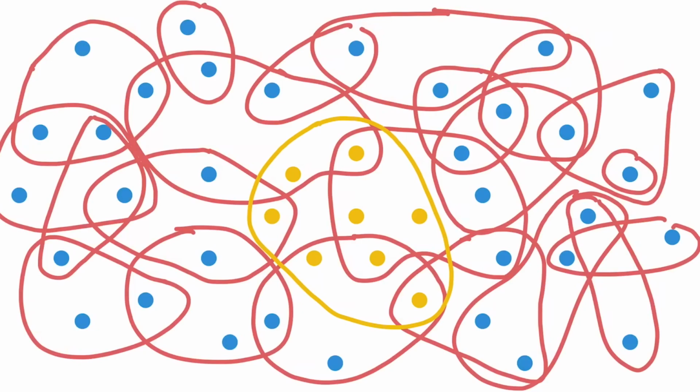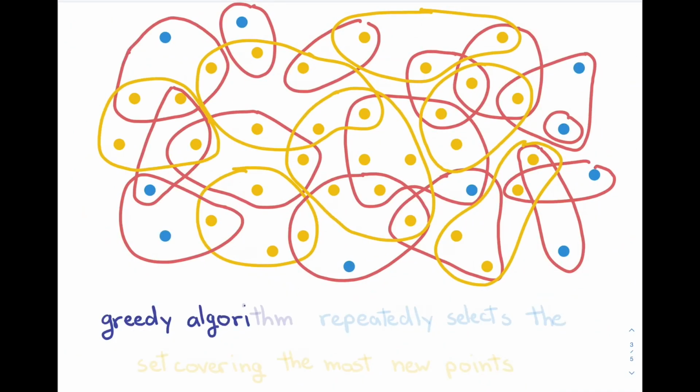Which set do I take second? If we're following the same strategy, then we should take the set that covers the most new points, which might be this one, which contains 4 points. Then we might take this set, which also covers 4 new points, that set, which also covers 4 new points, and then that set, which also covers 4 new points. This set also covers 4 new points. Now, there's no more 4 pointers left, so we might take that set, which covers 3 points. In this fashion, the greedy algorithm repeatedly selects a set covering the most new points relative to the sets we've already taken.